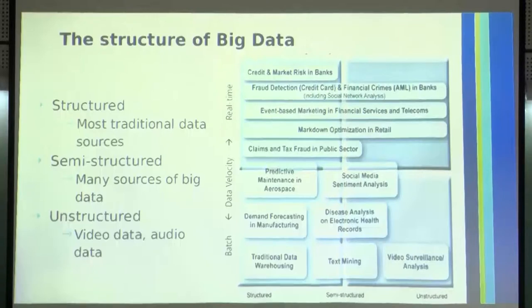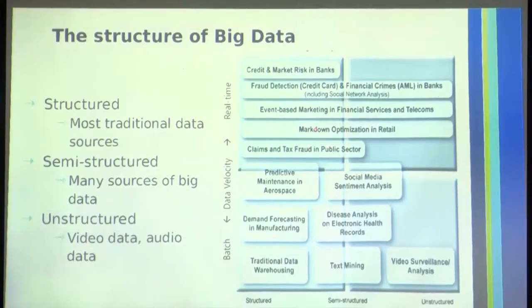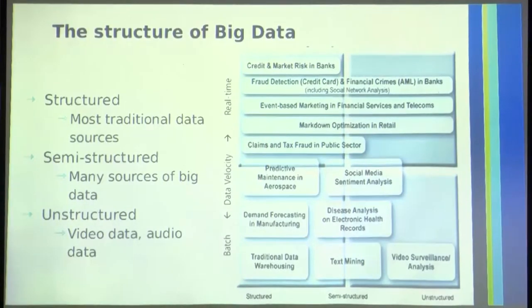But I think things are kind of moving upward. Stuff like risk analysis and fraud detection is stuff that you need to do now. You can't leave it for a week or a month to produce some sort of outcome, and stuff like that, right? So this is one way to look at the structure of the data.